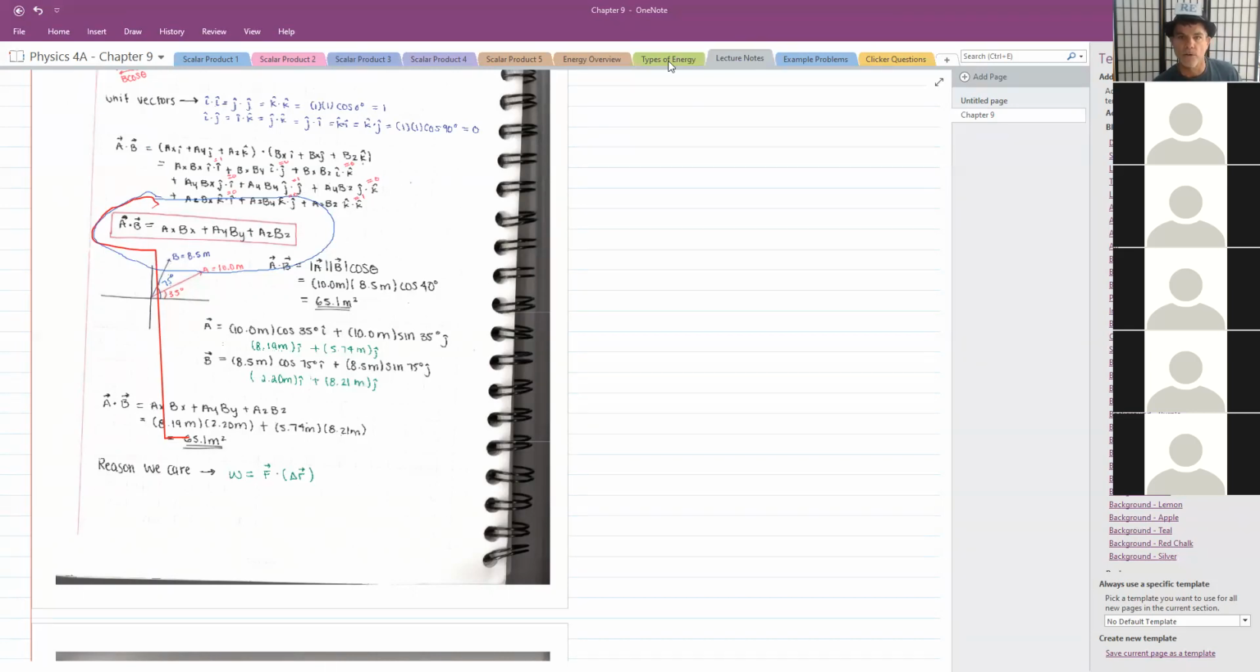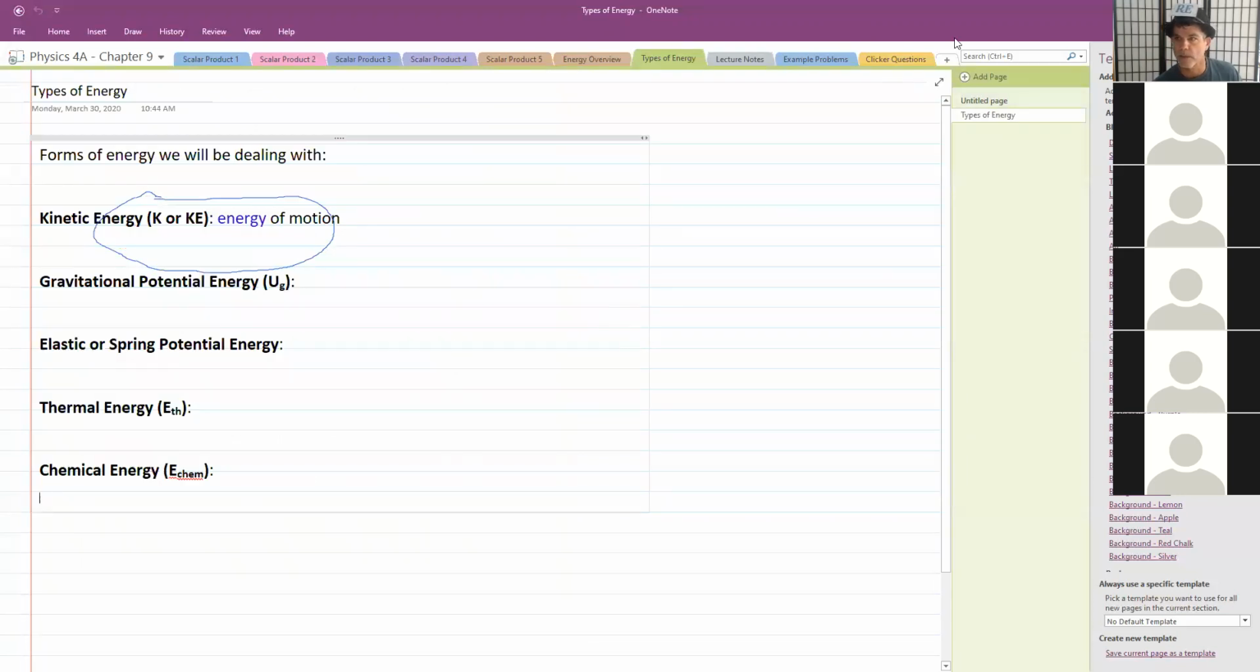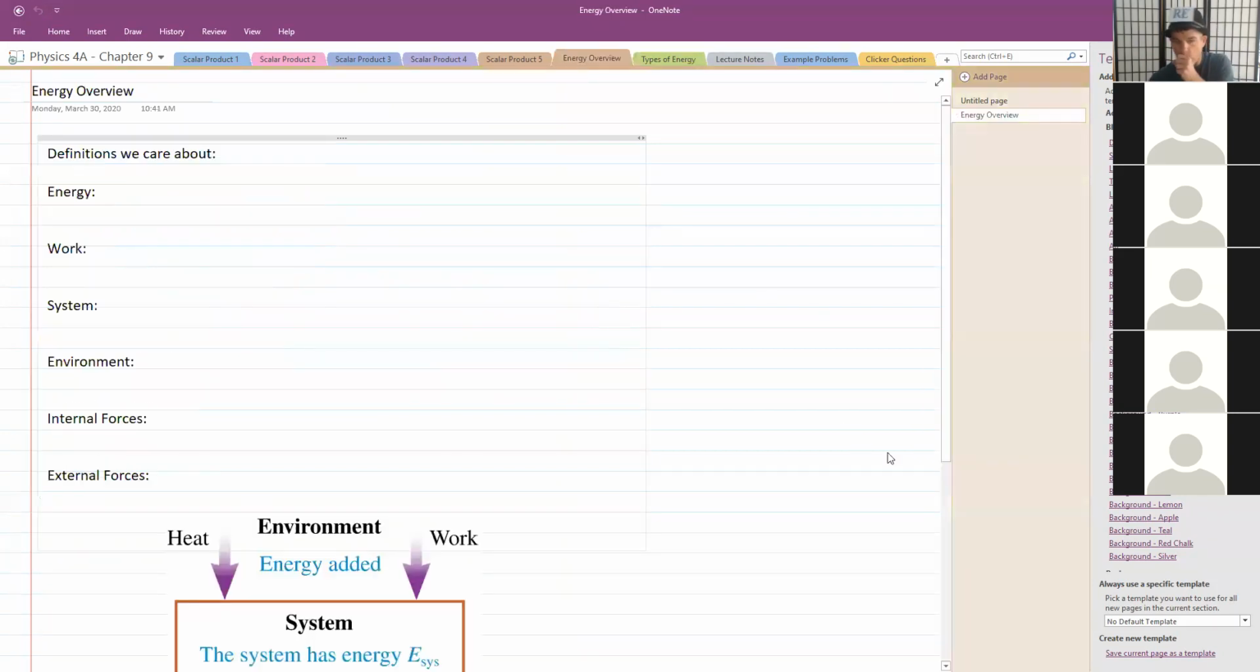So what I want to do now is let me clear all drawings again, give you a little energy overview. I want to talk a little bit about energy, give you a little overview, and then probably on Thursday we'll start doing it more mathematically. So just in terms of definitions we're going to care about.